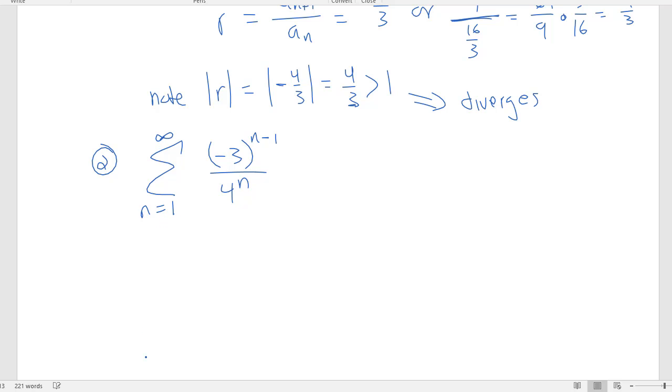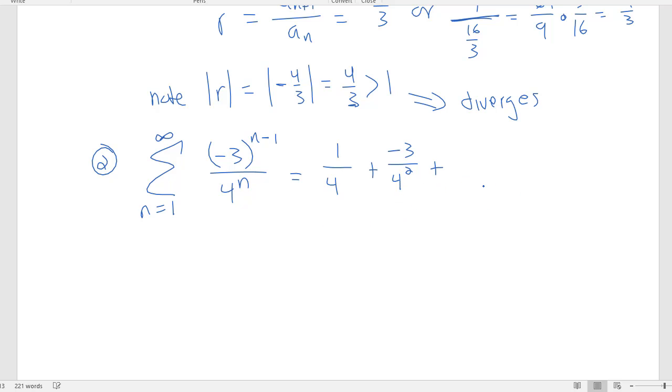Now we're being told that this is geometric. I could write the terms out here, and I'm going to do that just to explore, but then I'm going to come back and do a little bit of rules of algebra. If I plug in n equals 1 first, I get -3 to the 1 minus 1, -3 to the 0 is 1, over 4 to the 1. And then plus, when n is 2, 2 minus 1 is 1, so I get -3 on top and 4 squared on the bottom.